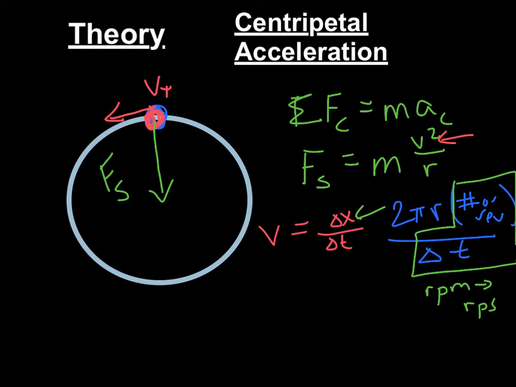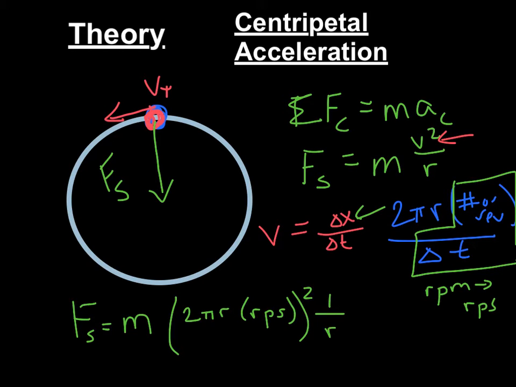This brings your total force provided by the spring, combining these two equations, to the mass spinning around, which in this case is just the bob, times 2 pi r, and I'm going to write this as revolutions per second, this whole quantity squared, divided by r. That r just comes from right here, where this square comes from right here. In both cases, this r right here and this r right here are the radius of that circle.